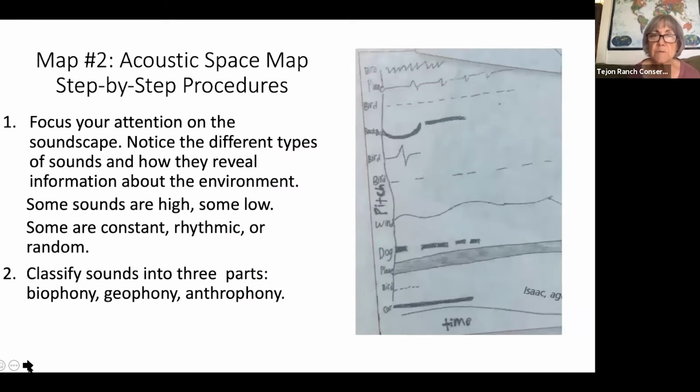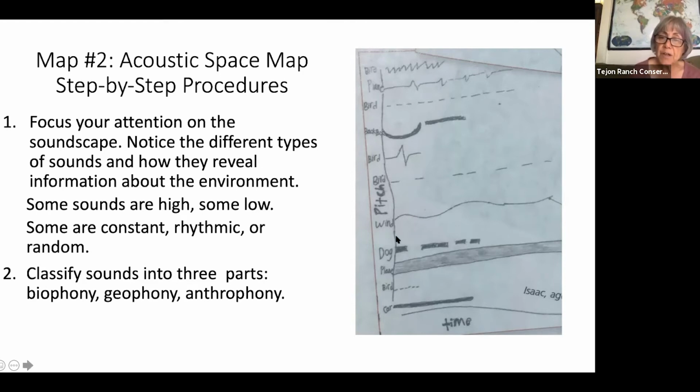On your acoustic space map, start by focusing your attention on that soundscape once again. Notice the different types of sounds and how they reveal information about your environment. You'll be amazed how much knowledge you will have simply by listening. Some of those sounds are going to be high-pitched. Some of them are going to be low-pitched. Some will be constant. Some will be rhythmic. And some will be random. And you want to show that on your map.